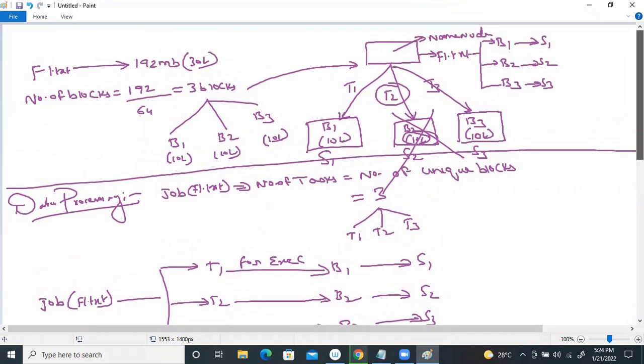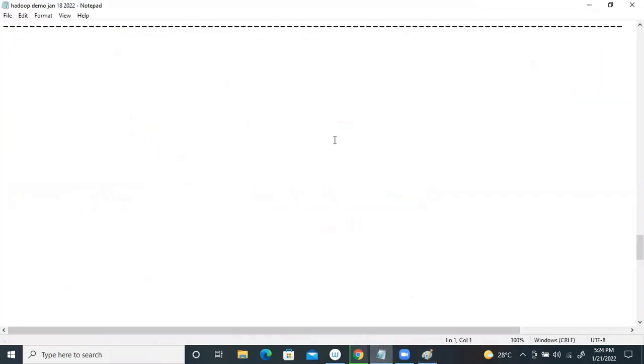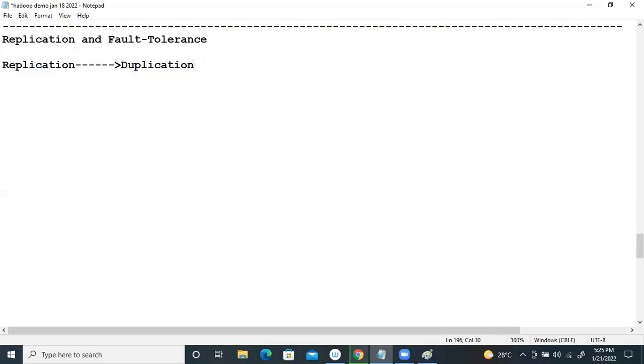So how is Hadoop able to overcome this kind of situation? Hadoop comes with a concept called replication and fault tolerance. Replication is nothing but duplication.